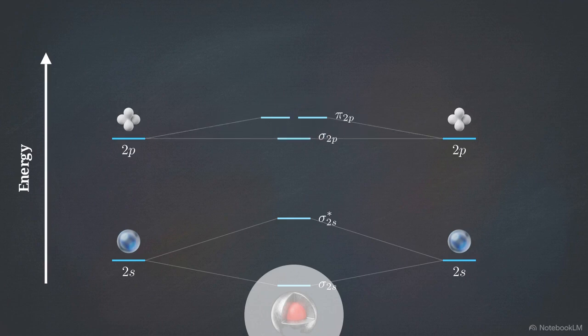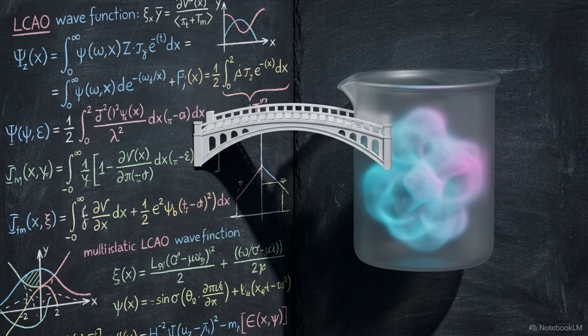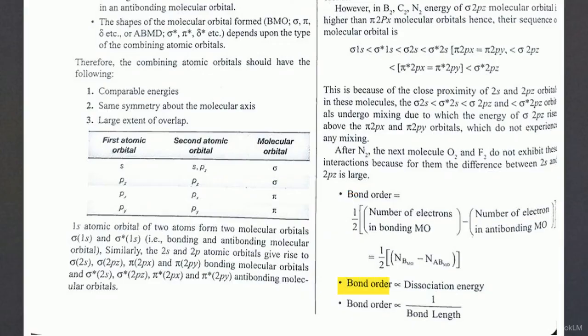Molecular orbital theory bridges the gap. It maps out how abstract atomic properties, like nuclear charge and wave interference, manifest as empirical realities we can measure in a lab. Look at this equation for bond order. By subtracting the number of antibonding electrons from the bonding electrons and dividing by 2, we extract a hard mathematical measurement of a molecule's dissociation energy.